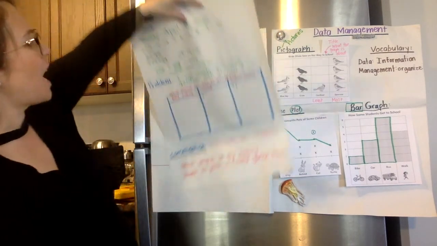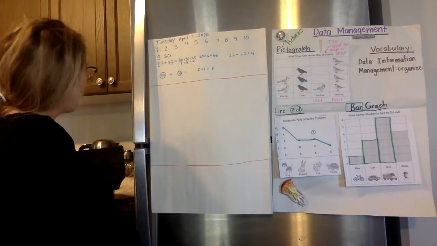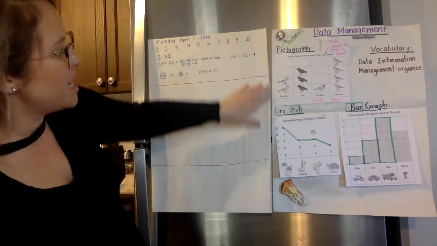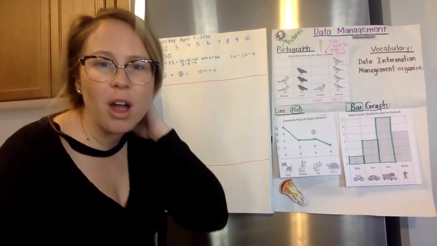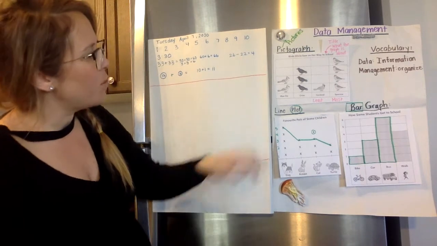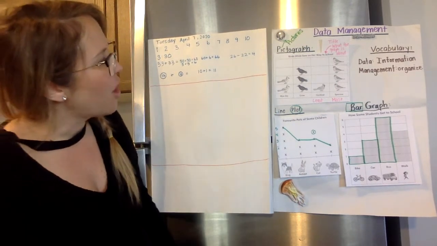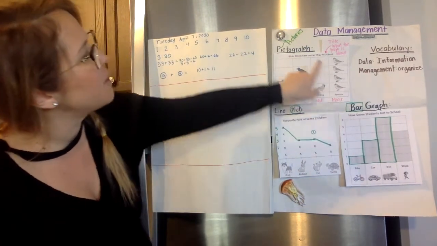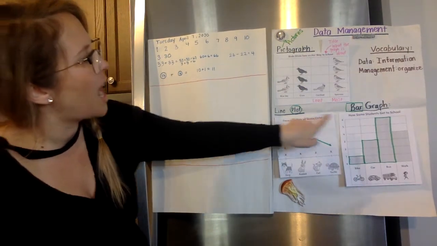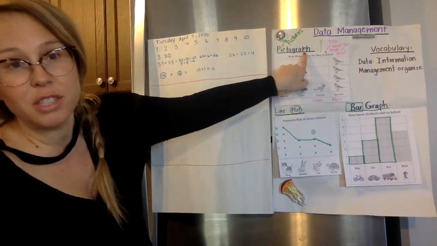Before I do that, I just want to talk about what a line plot is and the success criteria behind that, okay? So when we talk about line plots, the same as a bar graph, the same as a pictograph, they all have titles.